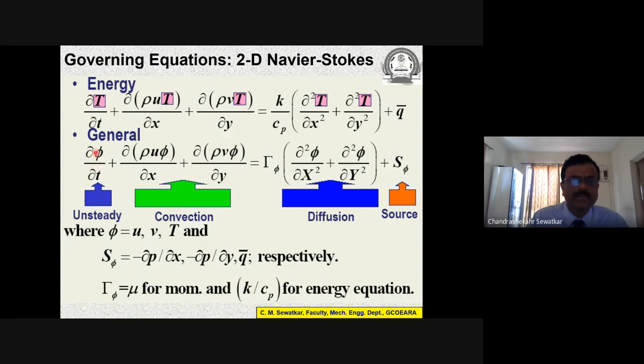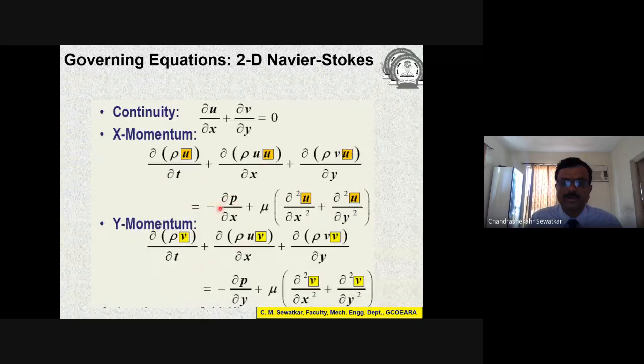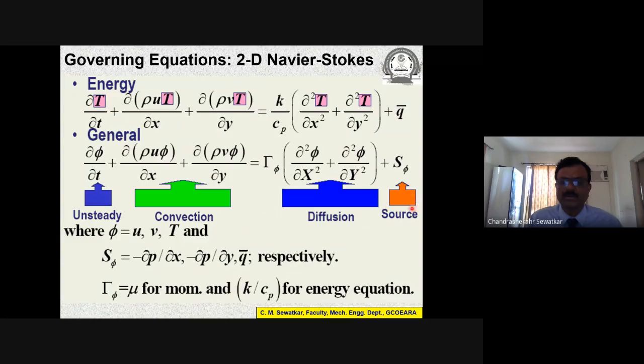So in this equation, the first term represents unsteadiness. The other two terms on the left hand side of the equation represent convection. This is diffusion. Diffusion is the heat conduction if it is a heat transfer equation, the energy equation. Otherwise, it is a diffusion of momentum. And this is a source. Source can be either heat generation, or the pressure term can be absorbed into the source term. So the source can be these pressure terms which I'm talking about here. This is a pressure term, this is a pressure term. These can be absorbed into the source term.